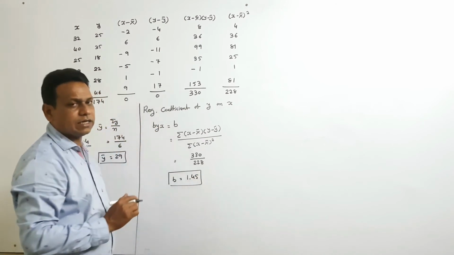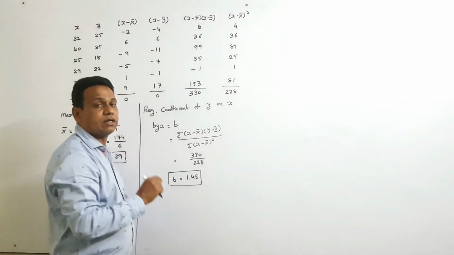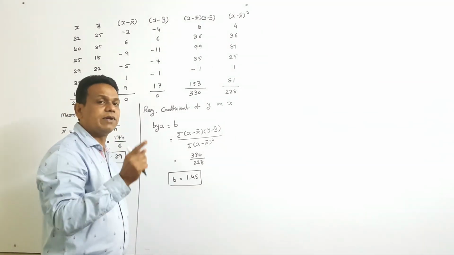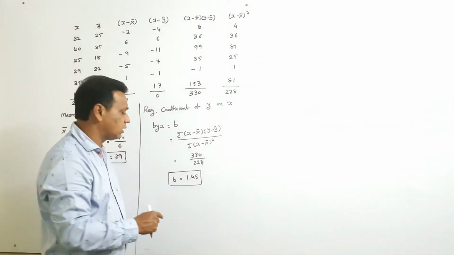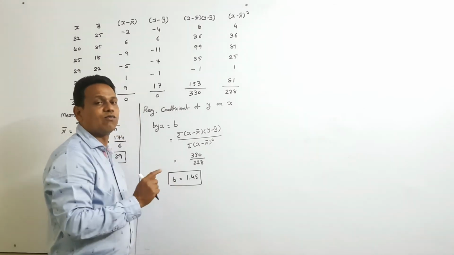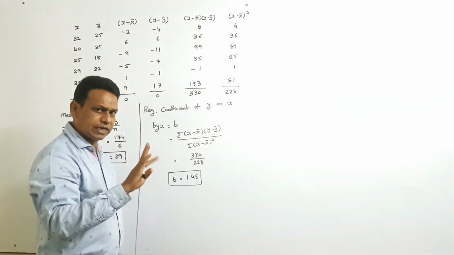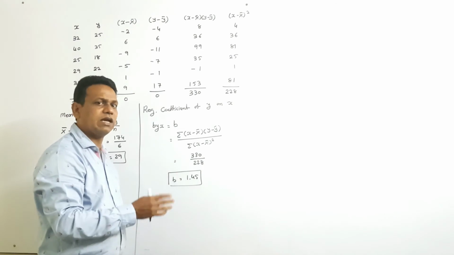I repeat again the concept. इसका मतलब क्या होता है? It is called the rate of ups and downs. अगर आप वेरिएबल x में 1 यूनिट का चेंज करोगे तो वेरिएबल y में 1.45 यूनिट का चेंज होगा, दोनों साइड में, या तो प्लस साइड हो सकता है या माइनस साइड.